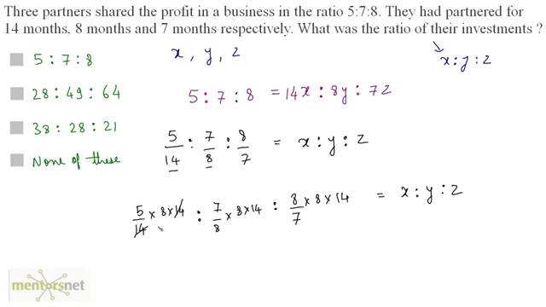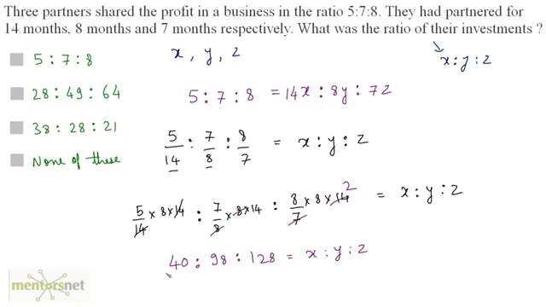So this 14 gets cancelled out, this 8 and this 8 get cancelled out, and this 7 times 2 is 14. So we have 5 8s are 40 is to 7 times 14 is equal to 98 is to 8 times 8 is 64 times 2 is equal to 128 is equal to X is to Y is to Z.